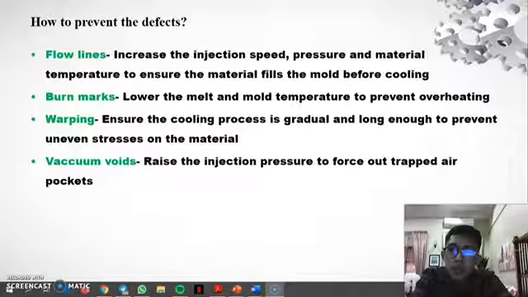Today I will explain how to prevent the defects that my friend listed just now. First, flow line defect: we can prevent it by increasing the injection speed, pressure, and material temperature to ensure the material fills the mold before cooling. Next, burn mark: we can lower the melt and mold temperature to prevent overheating. For warping, we can ensure the cooling process is gradual and long enough to prevent uneven stresses on the material. For vacuum voids, we can raise the injection pressure to force out trapped air pockets.